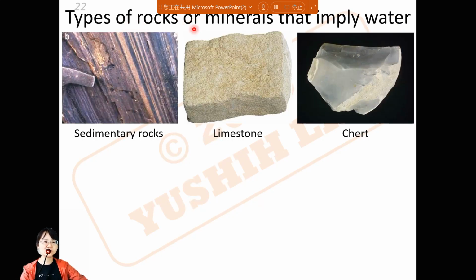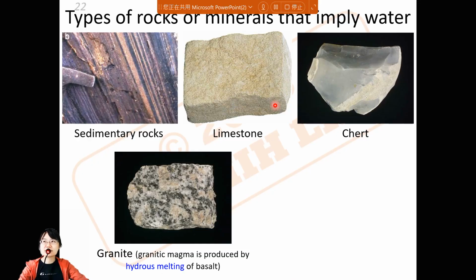Here are the types of rocks or minerals that would imply the presence of water. Sedimentary rocks, limestone. Limestone was carbonate, and carbonate, its formation involves liquid water. And chert. Chert is produced from SiO2. Its formation also involves water. These are not surprising because they are all within the category of sedimentary rocks.